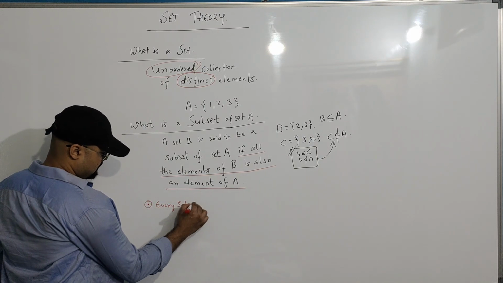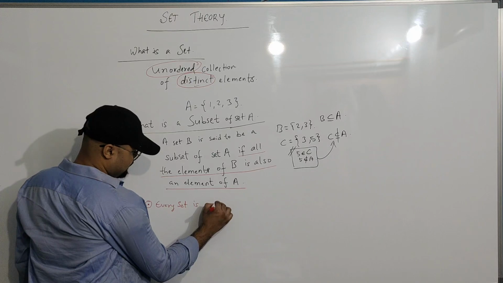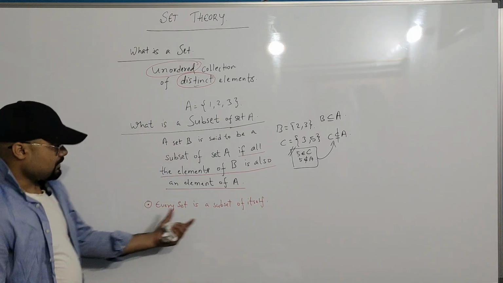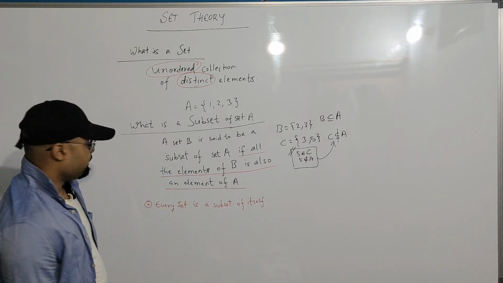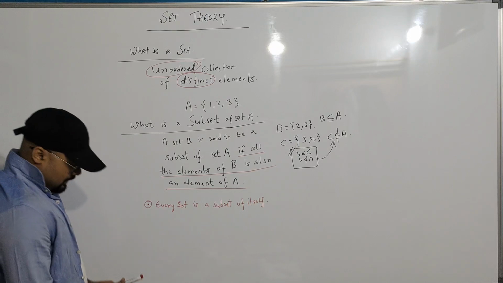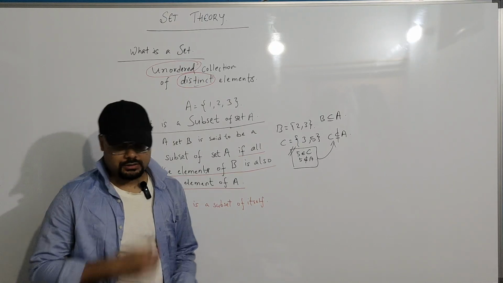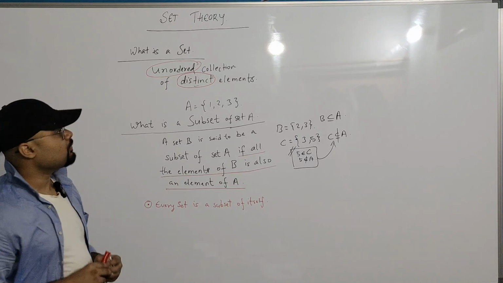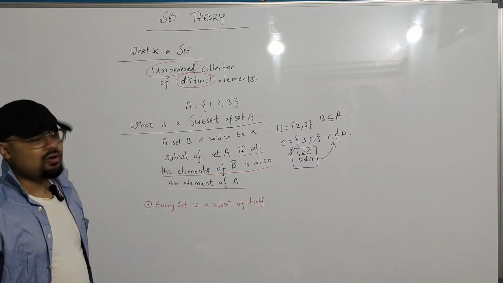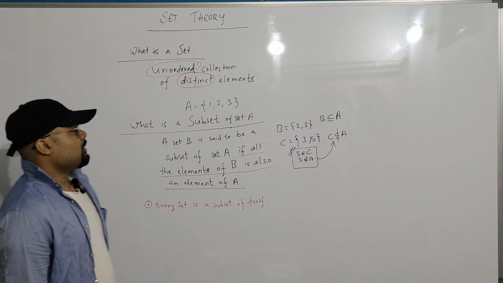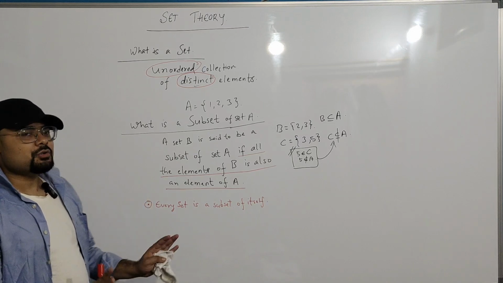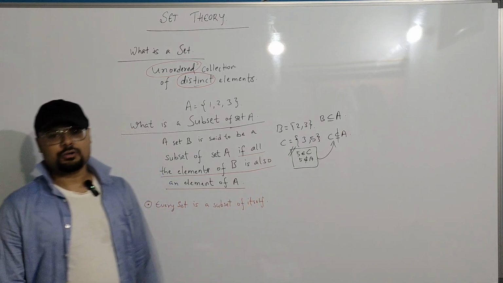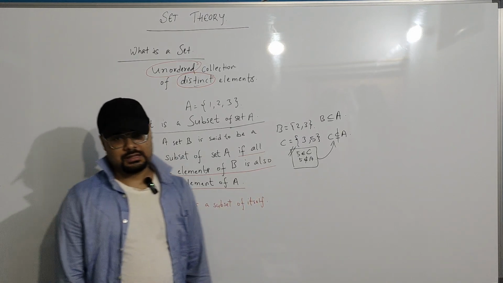Every set is a subset of itself. Now, how do you form a subset? If a set is given to me, like A, and I have to form a subset of A, how can I do that? It is clear that the elements of that subset are going to come from A only.